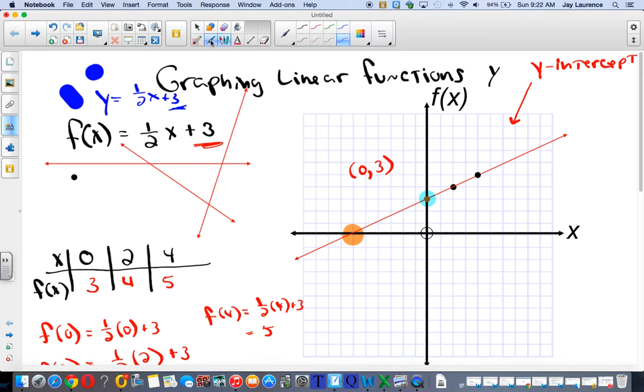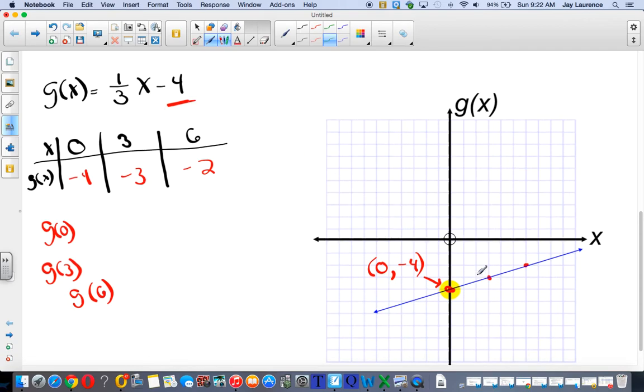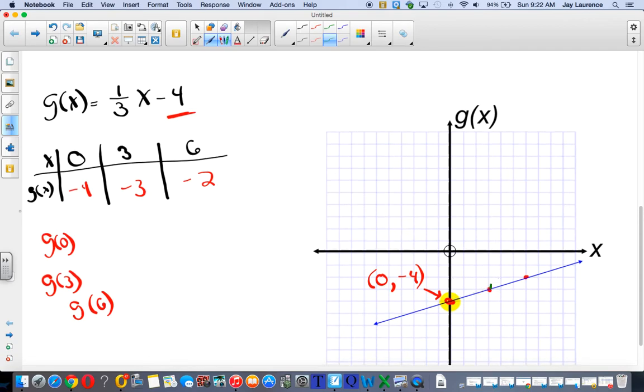So there's something else I noticed here. Look at this. If I move from one point to another point, if I go up 1 and I go right 2, I get 1 and a 2. Look at that. That's really interesting, isn't it? Let's check this one. I go up 1 and over 3. 1/3.